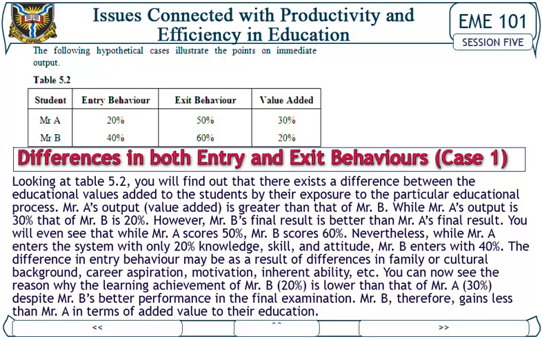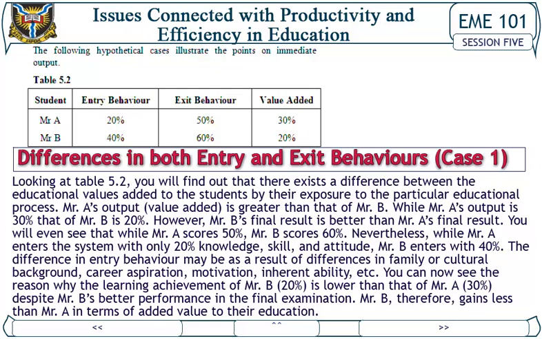Mr. B's final result is better than Mr. A's final result. You will even see that while Mr. A scores 50%, Mr. B scores 60%. Nevertheless, while Mr. A enters the system with only 20% knowledge, skill, and attitude, Mr. B enters with 40%. The difference in entry level may be as a result of differences in family and cultural background, career aspiration, motivation, inherent ability, and so on.